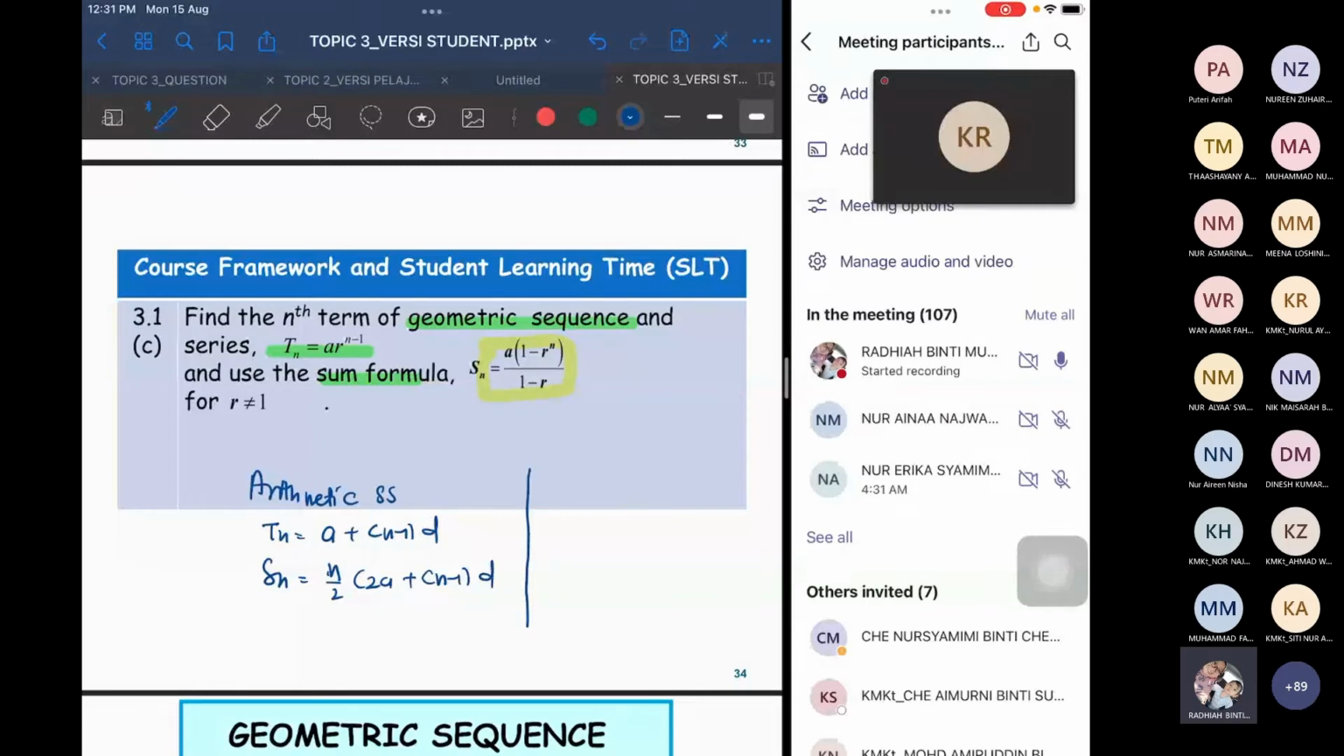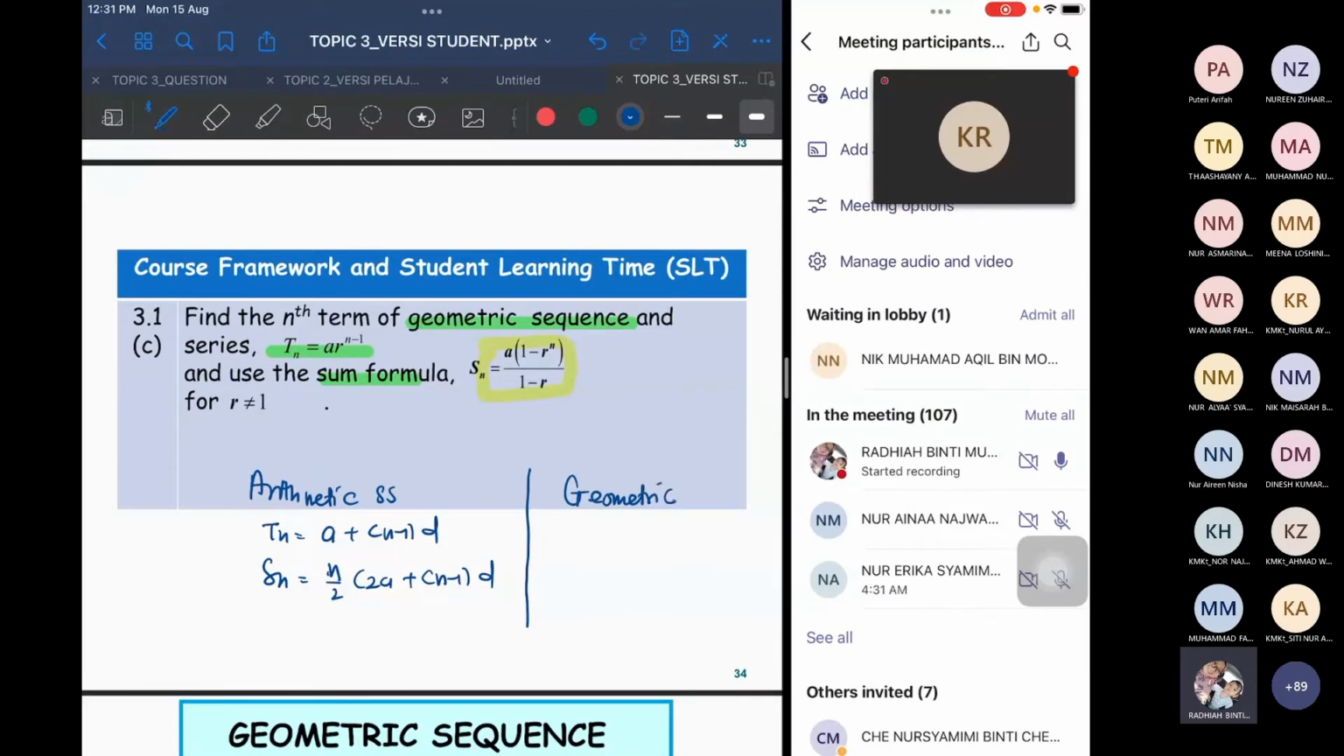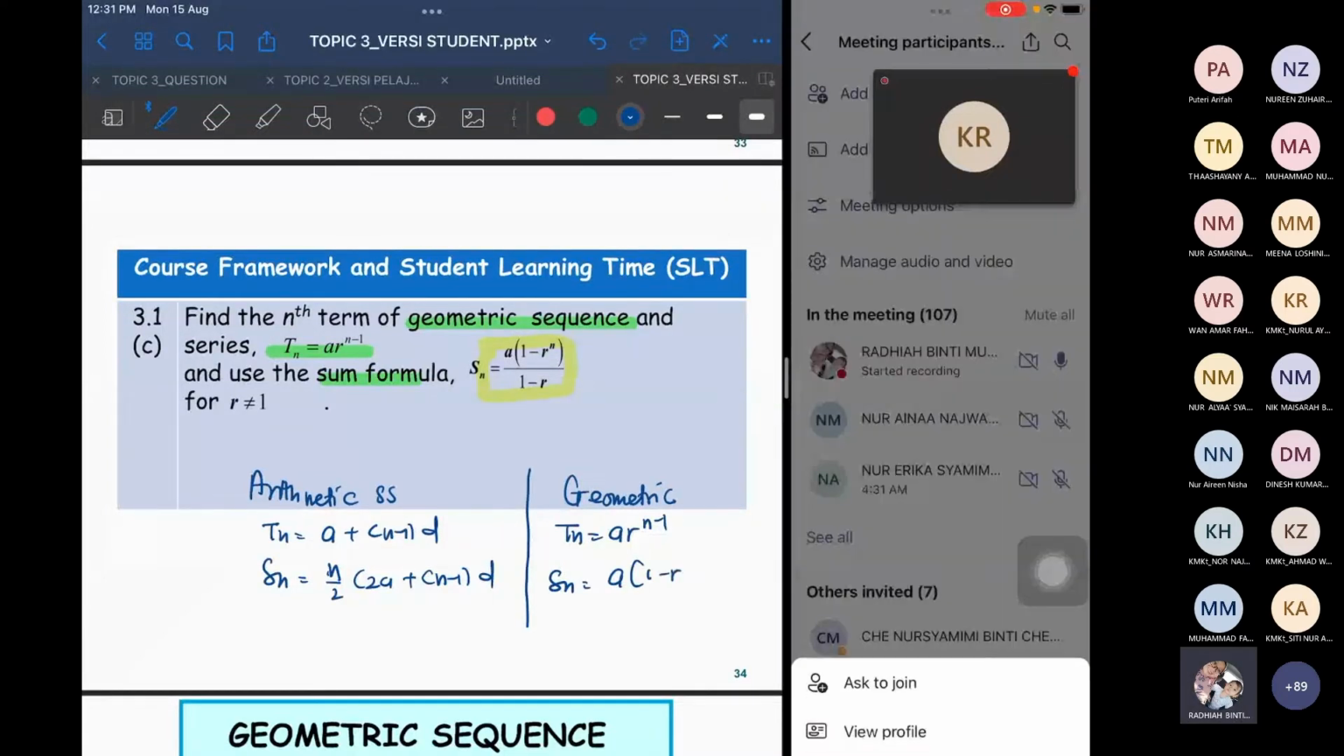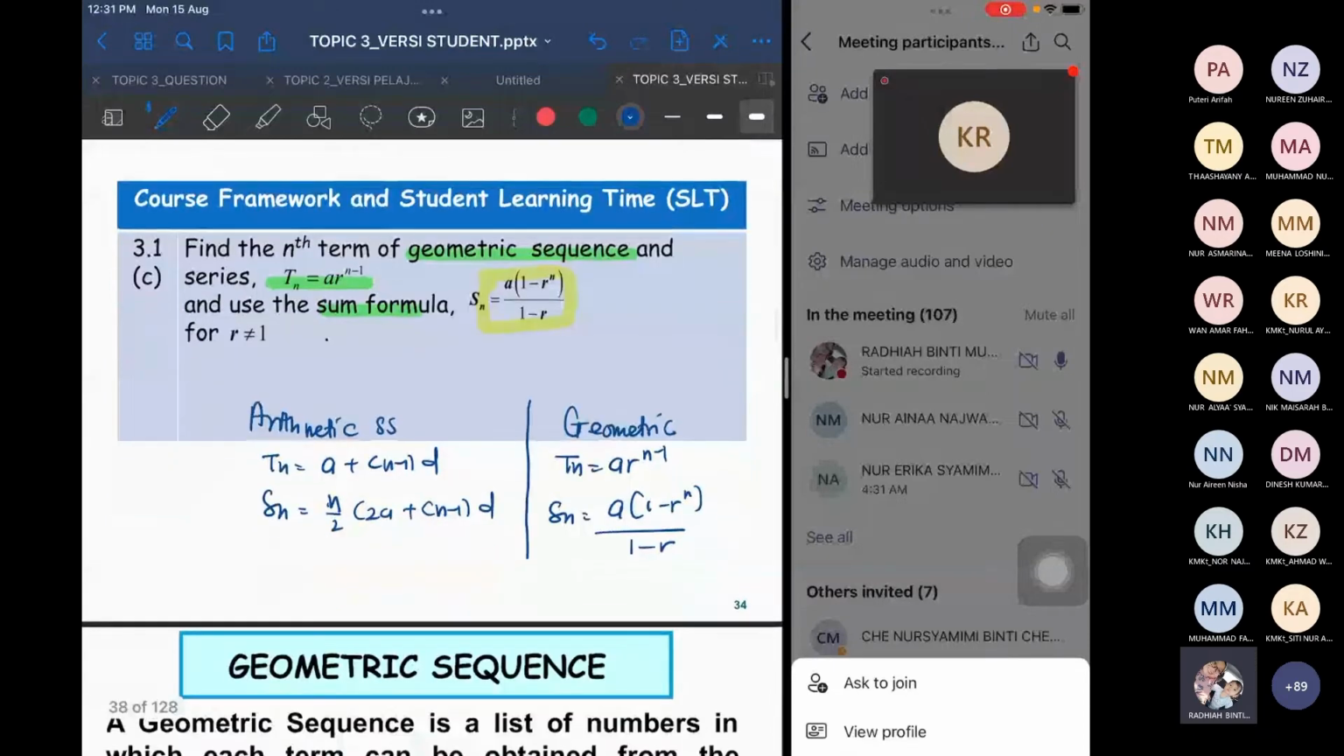Okay, so sekarang ni kita nak belajar geometric sequence and series. Okay, so kita tengok kita punya geometric sequence and series ni, you punya n term, you punya formula adalah ar^(n-1) dengan you punya sum formula adalah a(1 minus r^n) over dengan 1 minus r. So kita nampak beza ya di situ.